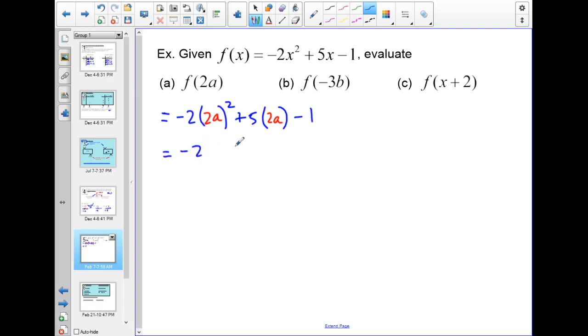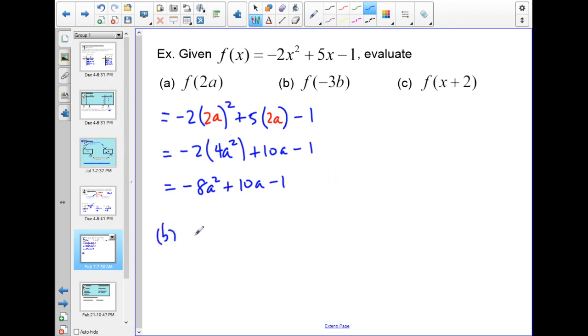Negative 2, I'm not going to rush through this. 2a all squared is the same as 2a times 2a, which is the same as 4a squared. Positive 5 times 2a is plus 10a minus 1. And now I can simplify this. Negative 2 times positive 4a is negative 8a squared plus 10a minus 1.